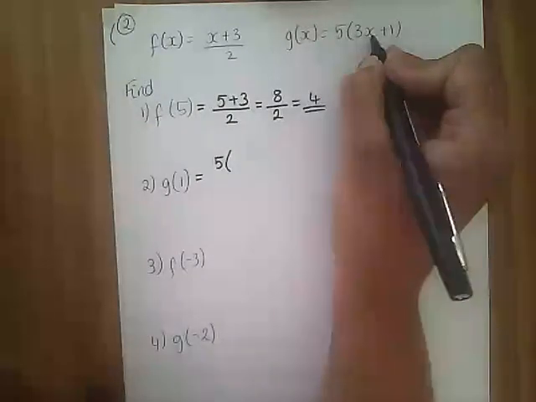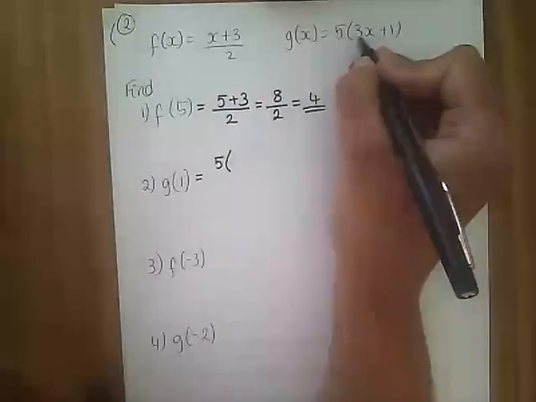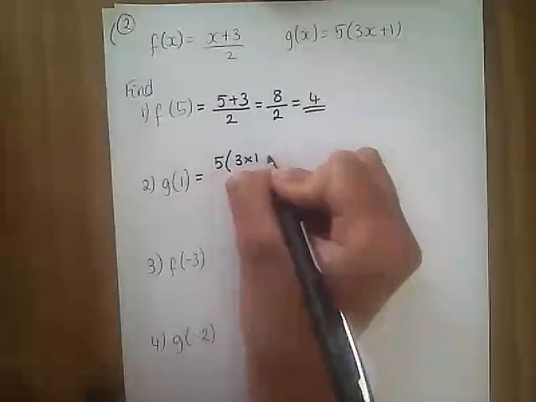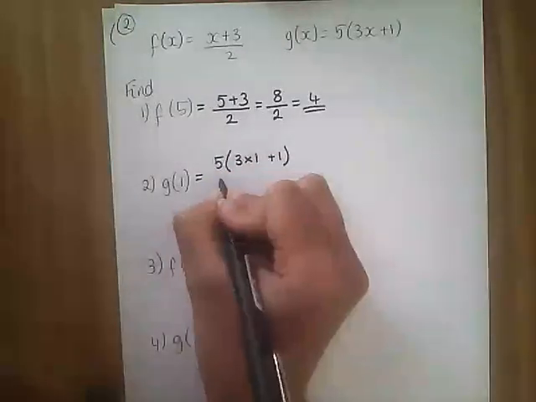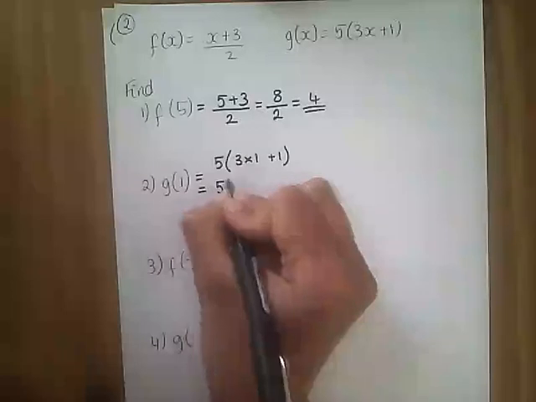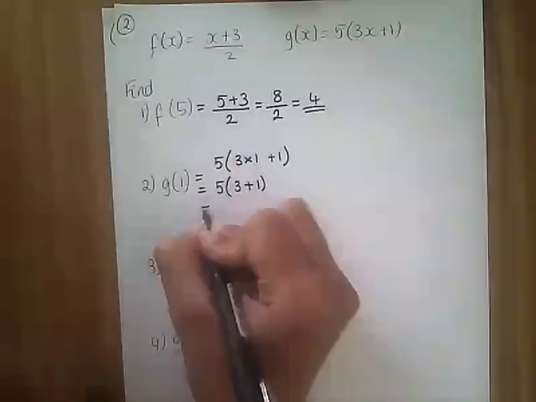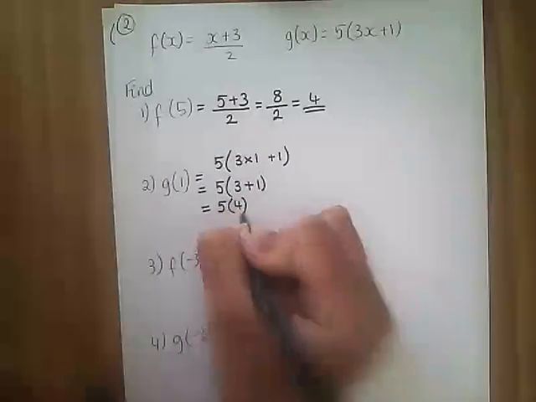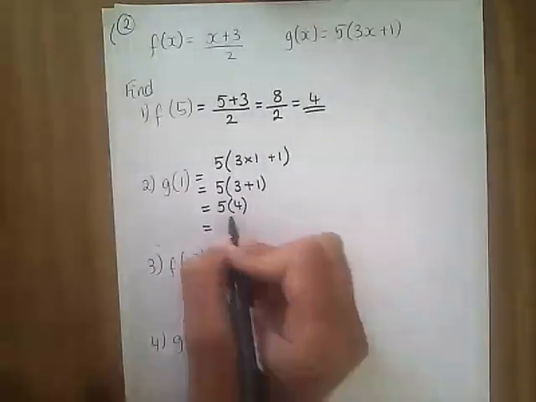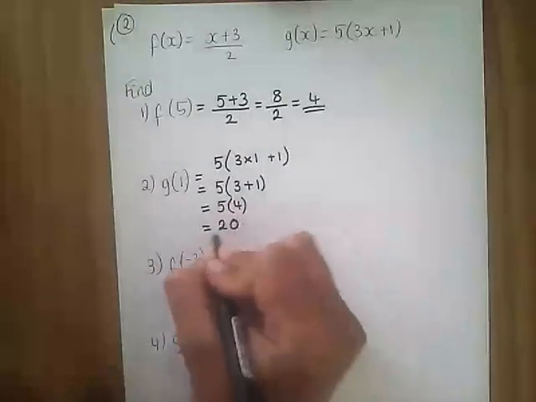Now x is 1, so I've got 3 times 1, plus 1. You've got to work out the brackets first, so keep the 5 on the outside. 3 times 1 is 3, plus 1 makes 4. And then when we have brackets, we times. So it means 5 times 4 makes 20.